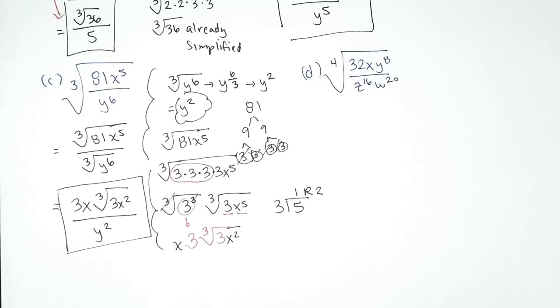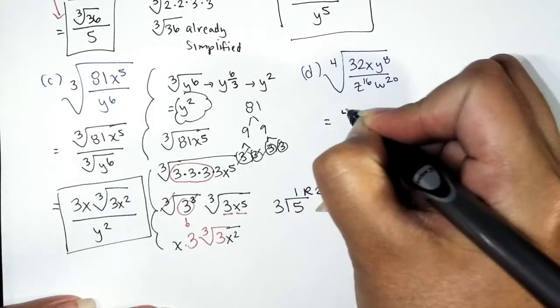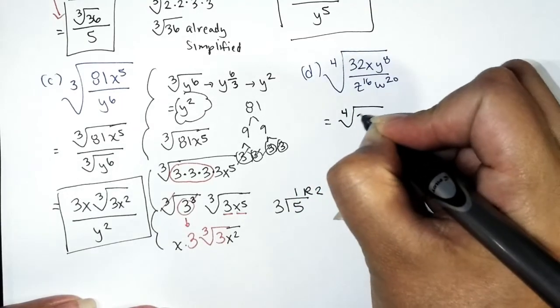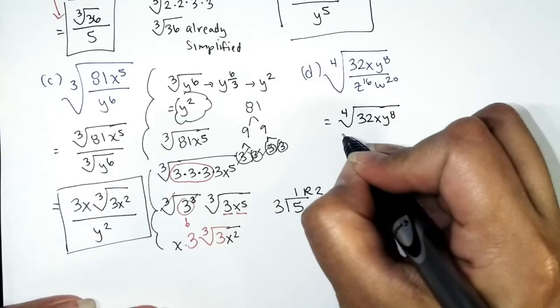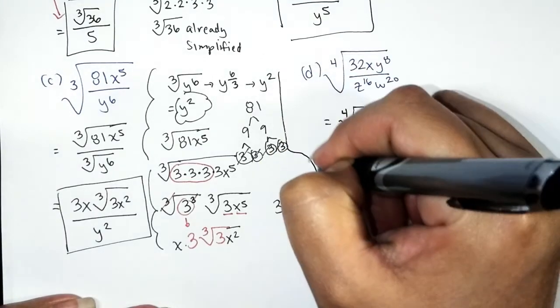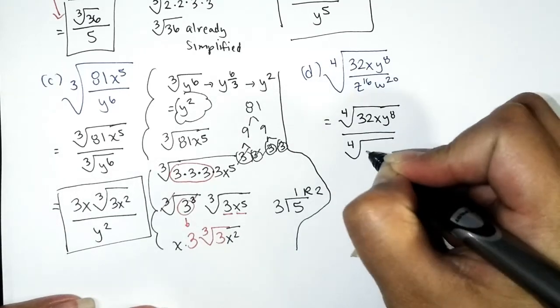So we're going to use the quotient rule for radicals to split the top from the bottom. We have the 4th root of the numerator over, you know what, I need a separator, divided by the 4th root of the denominator.